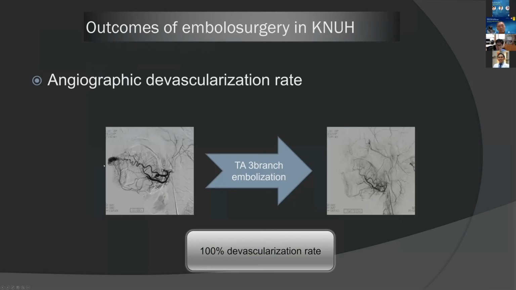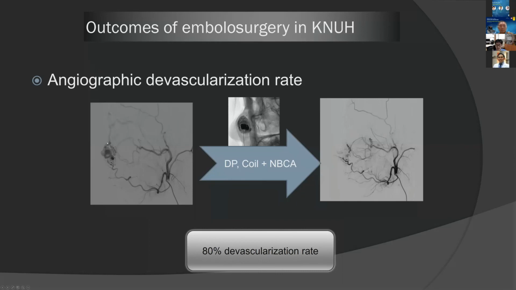This patient had a lip AVM. We performed transarterial glue embolization for 3 branches, and final angiography shows complete devascularization. We measured it as 100% devascularization. And this patient has a nose AVM. I used coil and glue for the embolization. However, a small residual lesion is noted. So we measured 80% devascularization in this patient.